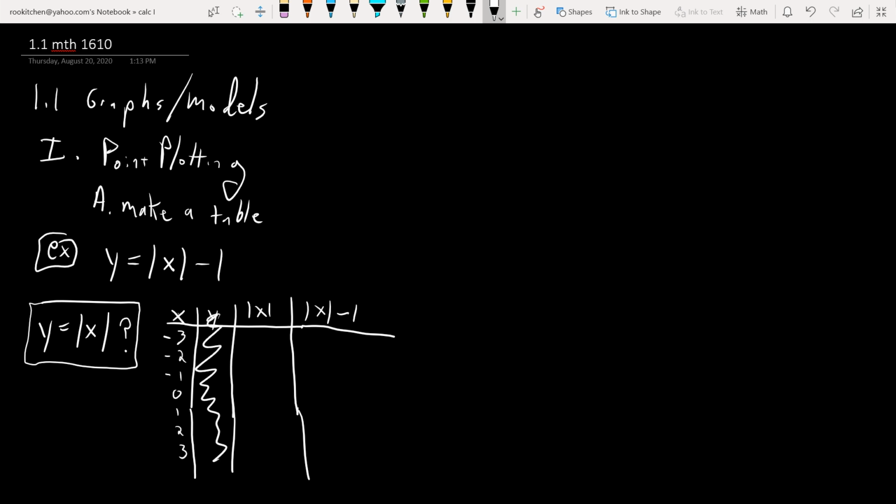Absolute value of x, which is y. If you put in -3 there, you get out what? +3. So it'd be 3, 2, 1, put in 0, absolute value 0, 0, 1, 2, 3. And then if you subtract by 1, you'll get 2, 1, 0, -1, 0, 1, 2. Okay, and then we'll come over here and graph these things and take a look.